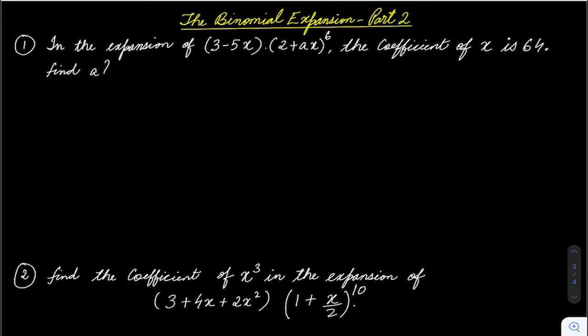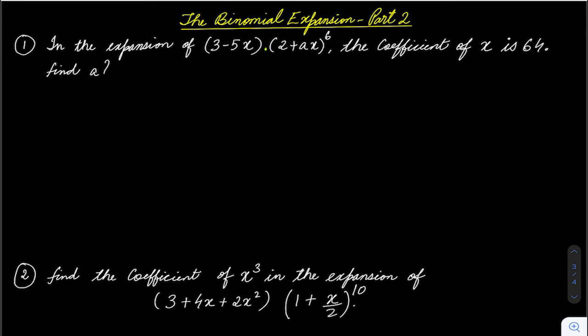Now what we are going to do today is what happens when there are two brackets instead of one, or maybe there might be two binomial expansions instead of one, or there might be one binomial expansion times some other bracket, some other terms. How to solve these kinds of questions? Okay, so let's read the question first.